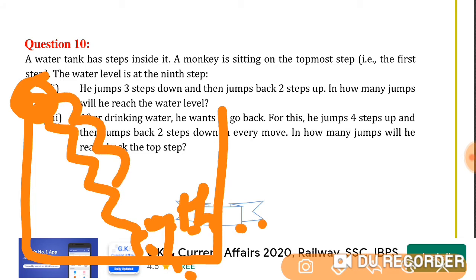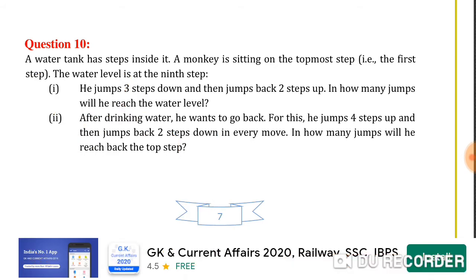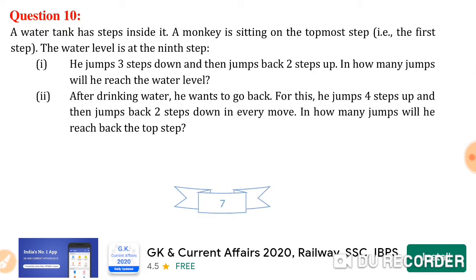So 1, 2, 3 like this. And then jumps 2 steps back. 1, 2, again it will go. Okay. In how many jumps will he reach the water level? So if he goes down 3 steps and again goes back 2 steps, how many jumps does he need to reach the water level to drink? After drinking the water, he wants to go back. For this, he jumps 4 steps up and 2 steps down in every move. In how many jumps will he reach back to the top step?